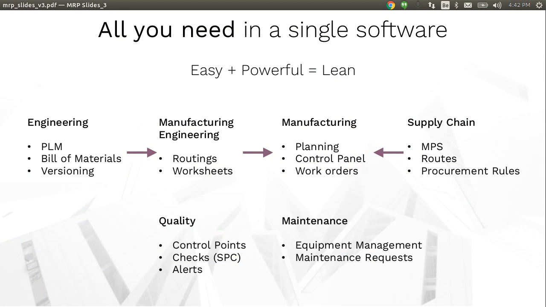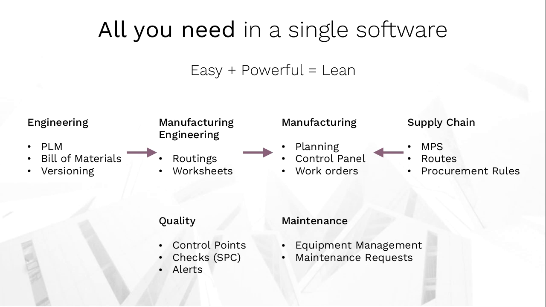So some of the features I will show you today. I will start with the engineering with PLM, bill of material, and versioning. Then we'll go to manufacturing engineering, how we design routing and worksheets for the workers. Then we'll go on the manufacturing, how do we plan, control, and manage the work orders. After, I will show you some of the things on the supply chain, how do we procure automatically with make-to-order, minimum stock rules, master production schedule, and then we'll see a bit of quality and maintenance. So we will have the full scope of an industry.